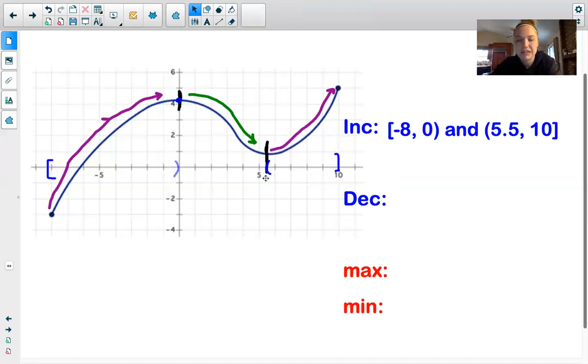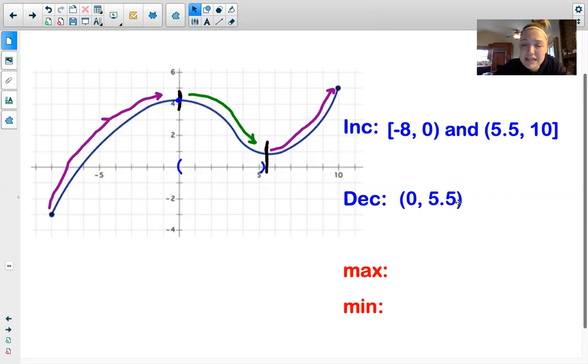I'm gonna get rid of these 3 blue dots or blue bracket things. Okay, so for the decreasing interval, we have the 0 spot, remember, where it's not increasing or decreasing, and the 5.5 spot. This one's gonna look weird. 0, 5.5 with parentheses. That looks like an ordered pair.